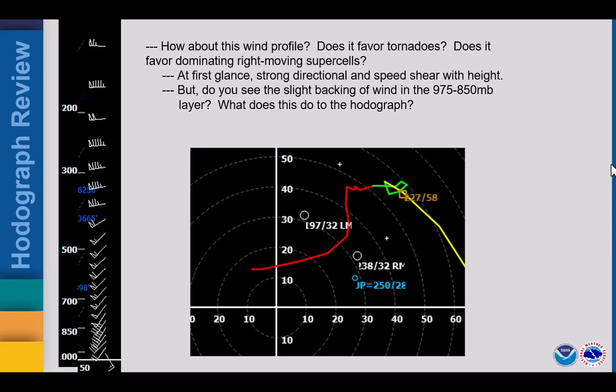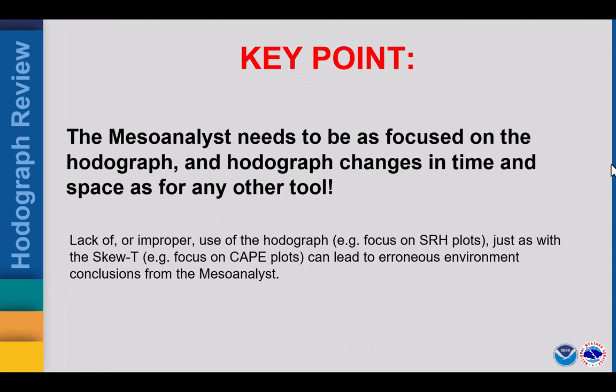It's much easier to see these changes in shear on the hodograph than just simply looking at the vertical wind profile. So the mesoanalyst needs to be focused on the hodograph and hodograph changes in time and space, which can be substantial, as much as for any other tool. So lack of or improper use of the hodograph, just as with the skew T, can lead to erroneous environment conclusions from the mesoanalyst.